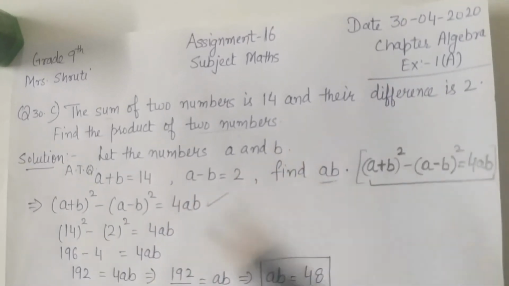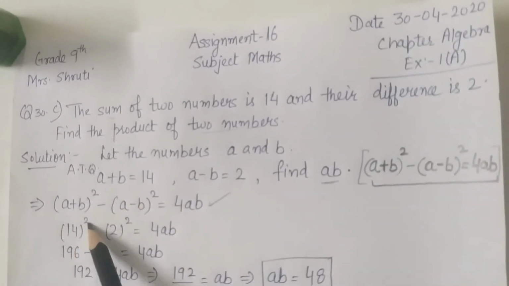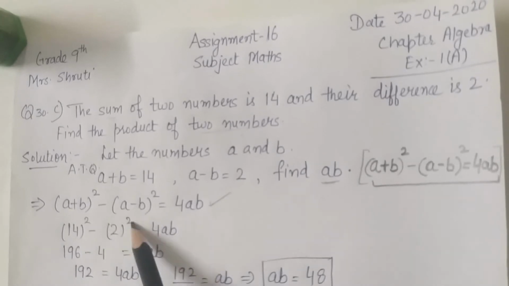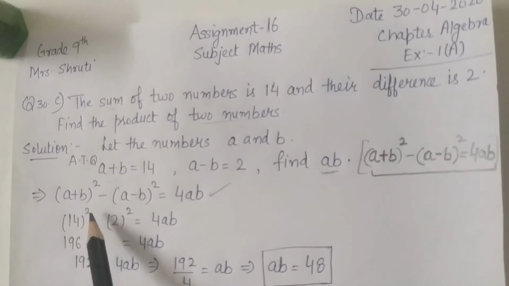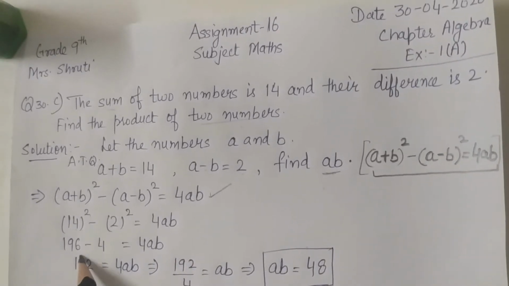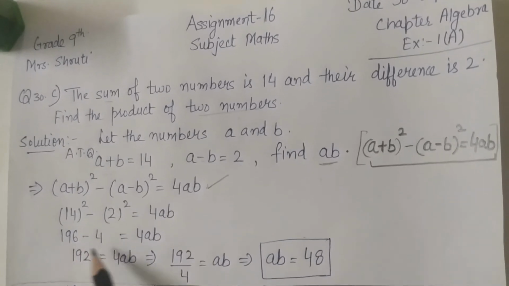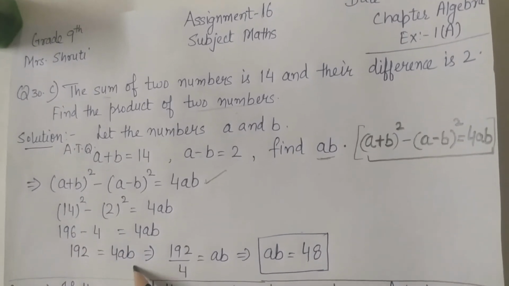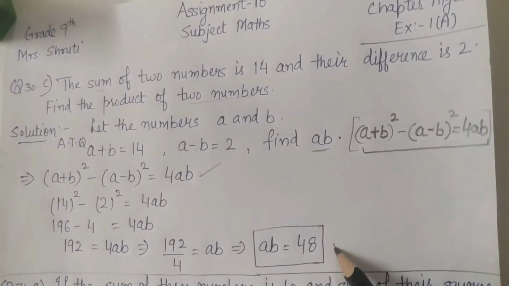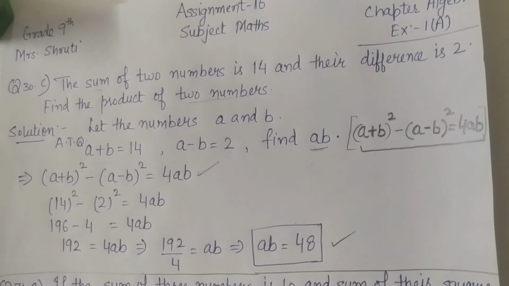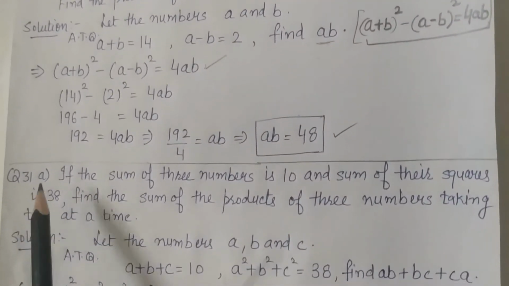Now just put the values. What is the value of A plus B? It's 14. So 14 square minus 2 square is equal to 4AB. 14 square, not 14 into 2, is 196, minus 2 square, which is 4, is equal to 4AB. Now subtract it, and since 4 is multiplied, it will change into divide. So divide it and AB is equal to 48. It's your answer.